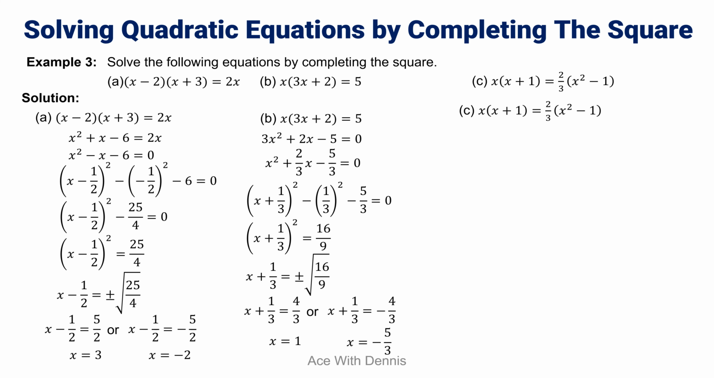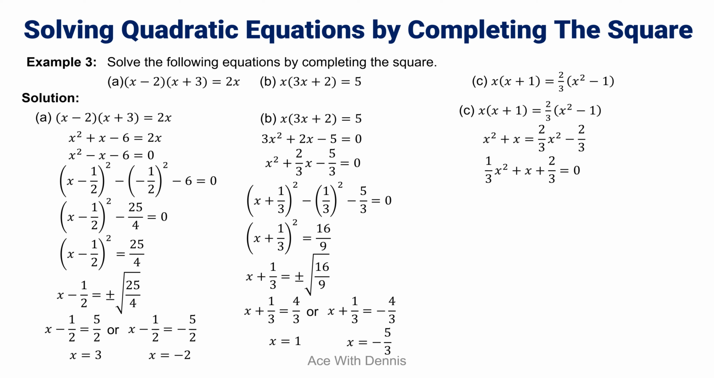For C, x times (x plus 1) equals 2 over 3 times (x squared minus 1). So first step is we'll expand the bracket for both sides. I will get x squared plus x equals 2 over 3 x squared minus 2 over 3. Alright, so I will move the two terms on the right hand side to the left hand side so that the right hand side equals 0. So the equation becomes 1 over 3 x squared plus x plus 2 over 3 equals 0.